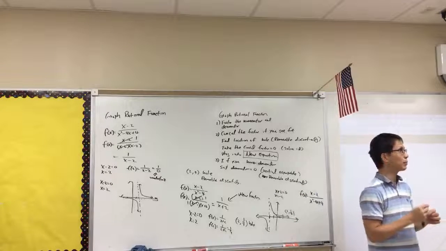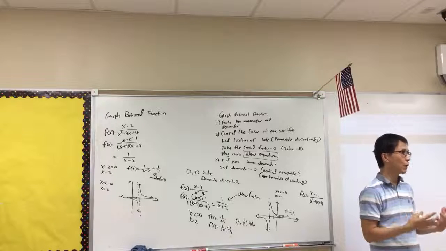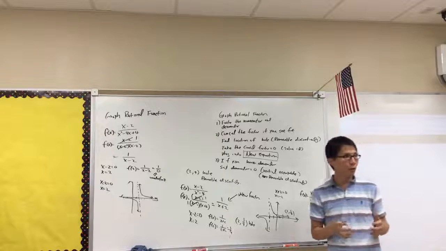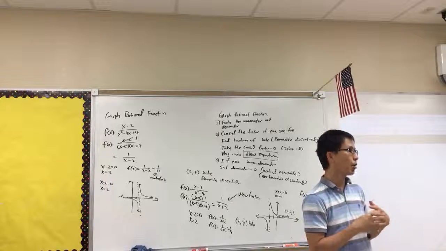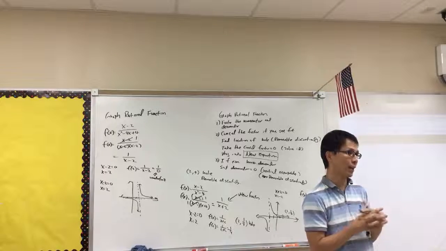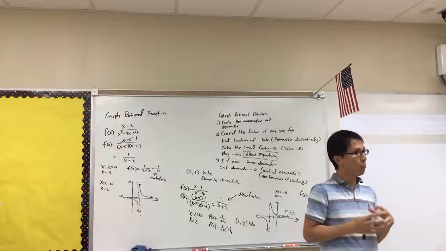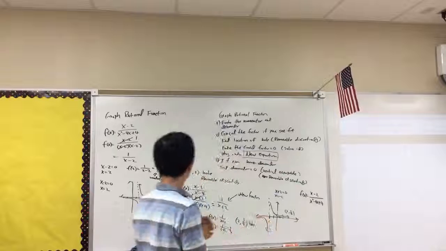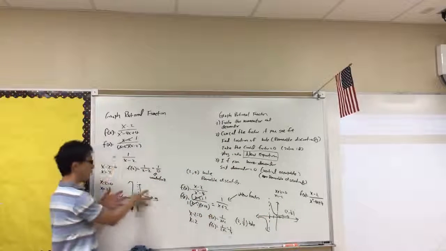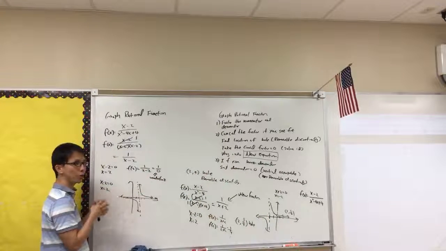So I have some more time where I want to build some foundation for tomorrow. Tomorrow we're going to talk about not only vertical asymptote, we're going to talk about how they behave at the asymptote. The final answer is the graph looks like this. So there are no holes.